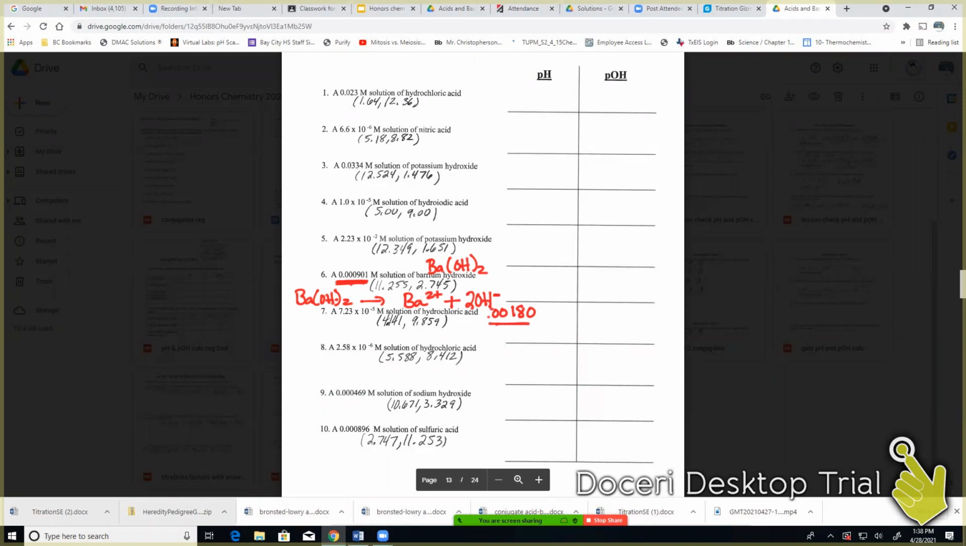So a lot of times that's not going to come into play, but like here you have sulfuric acid, H2SO4, you're going to have to do that same thing. That means you're going to have to double the original concentration when you use it as your H plus concentration. I just wanted to show y'all one of those.